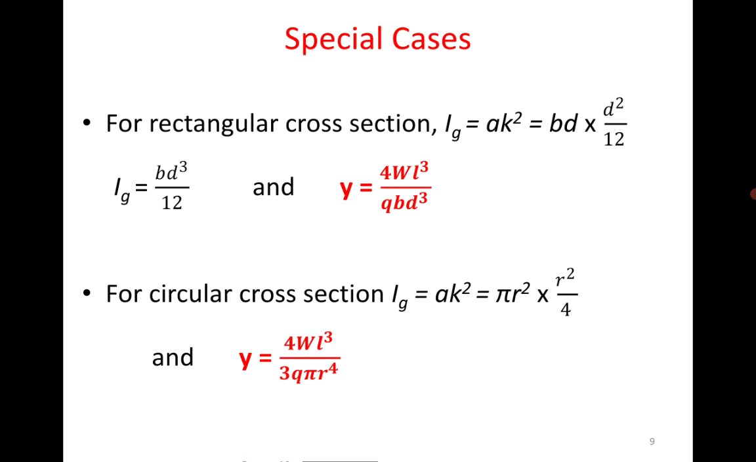Then for circular cross section, Ig is equal to AK square, which is equal to pi r square into r square by 4. Therefore, Ig is equal to pi r to the power of 4 by 4. And finally, y is equal to 4WL cube by 3Q pi r to the power of 4.